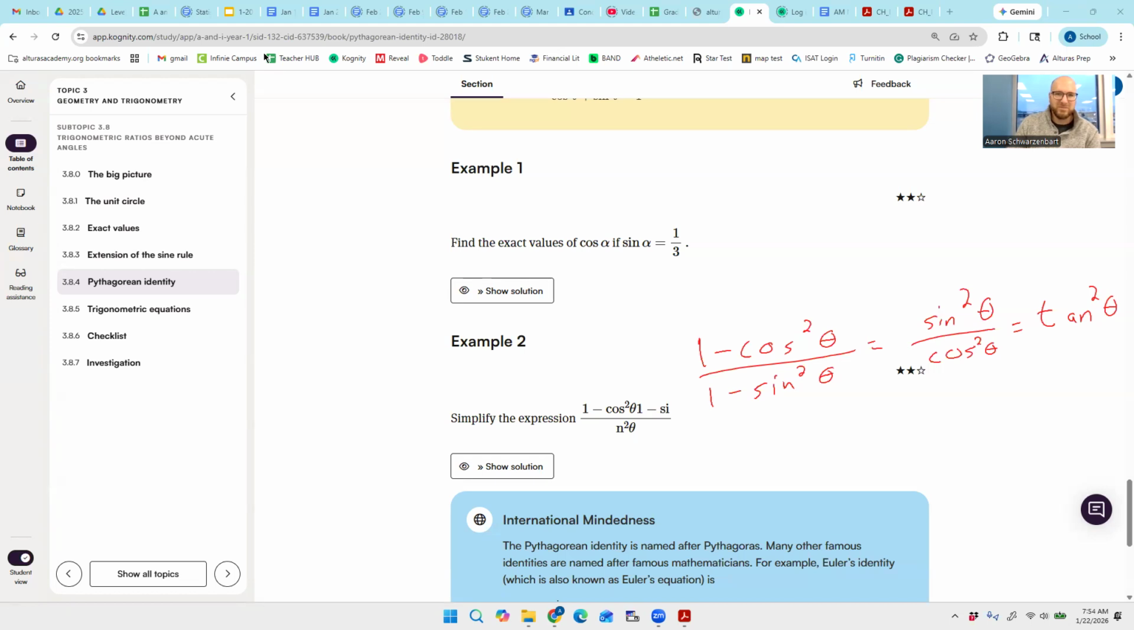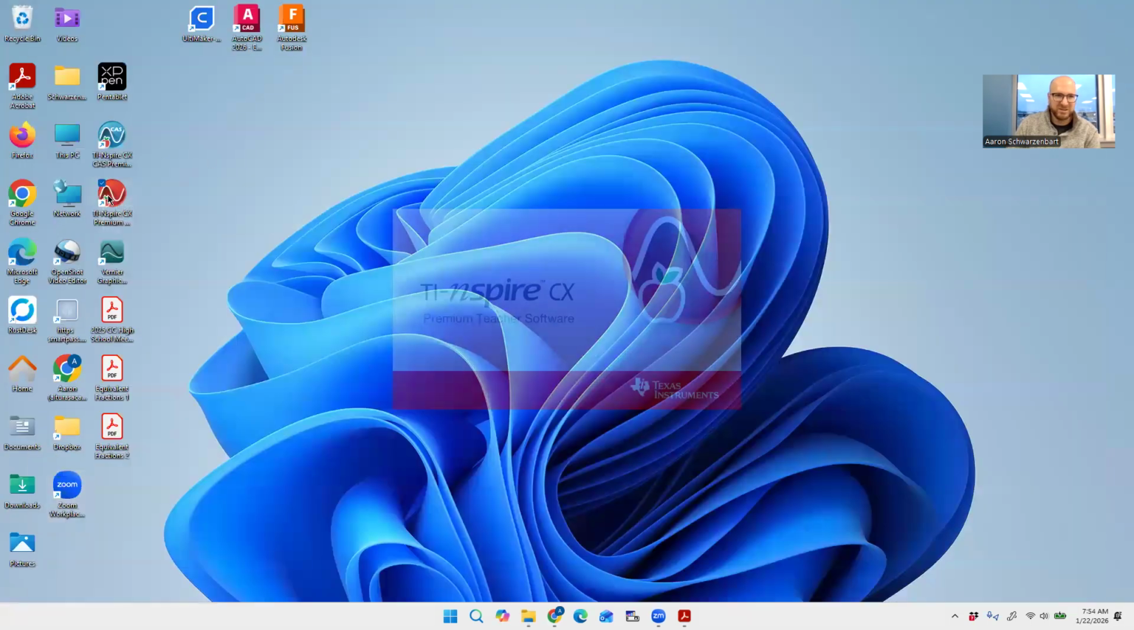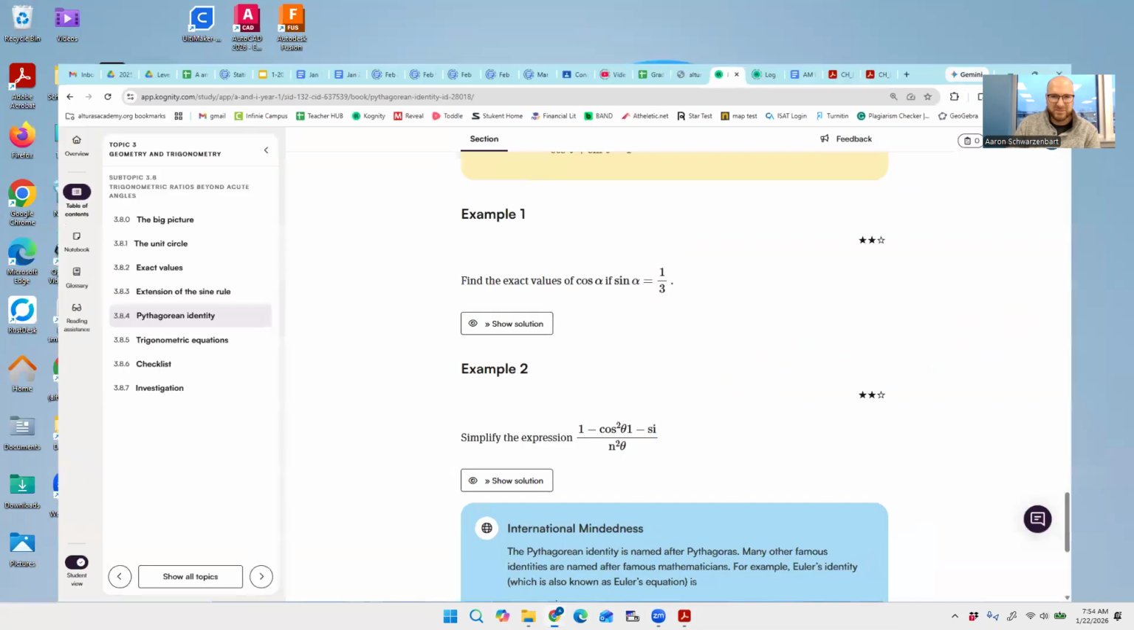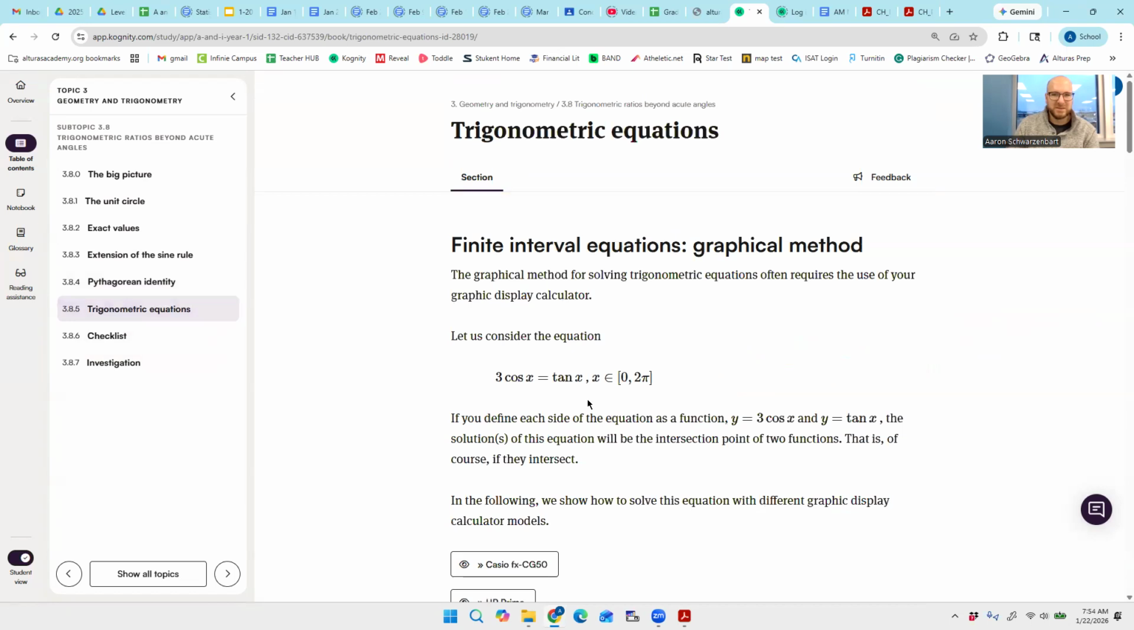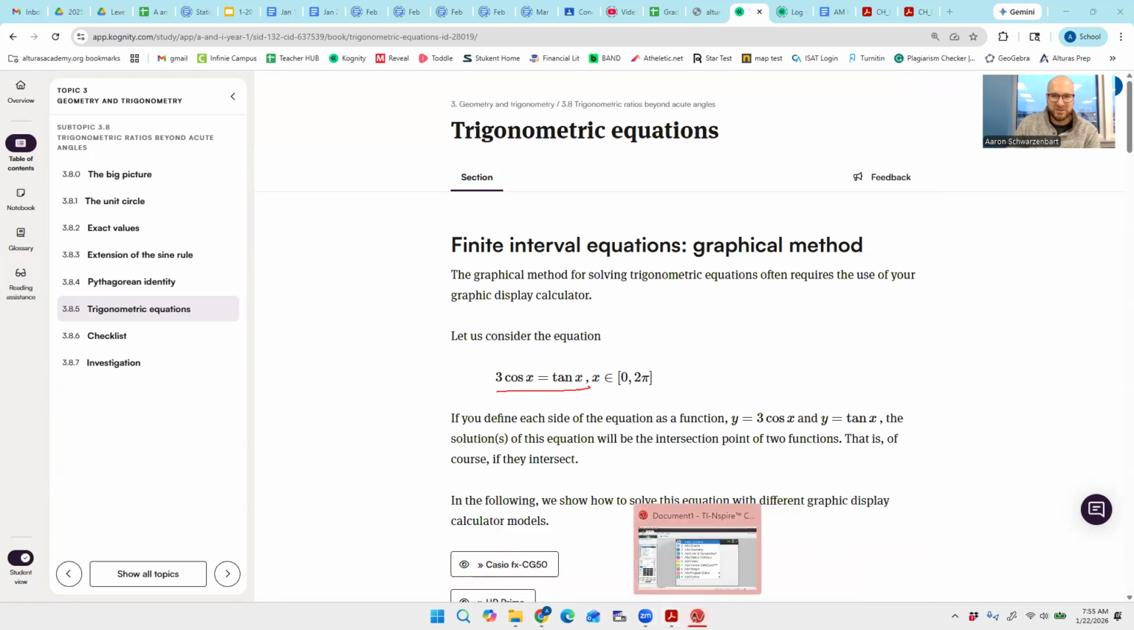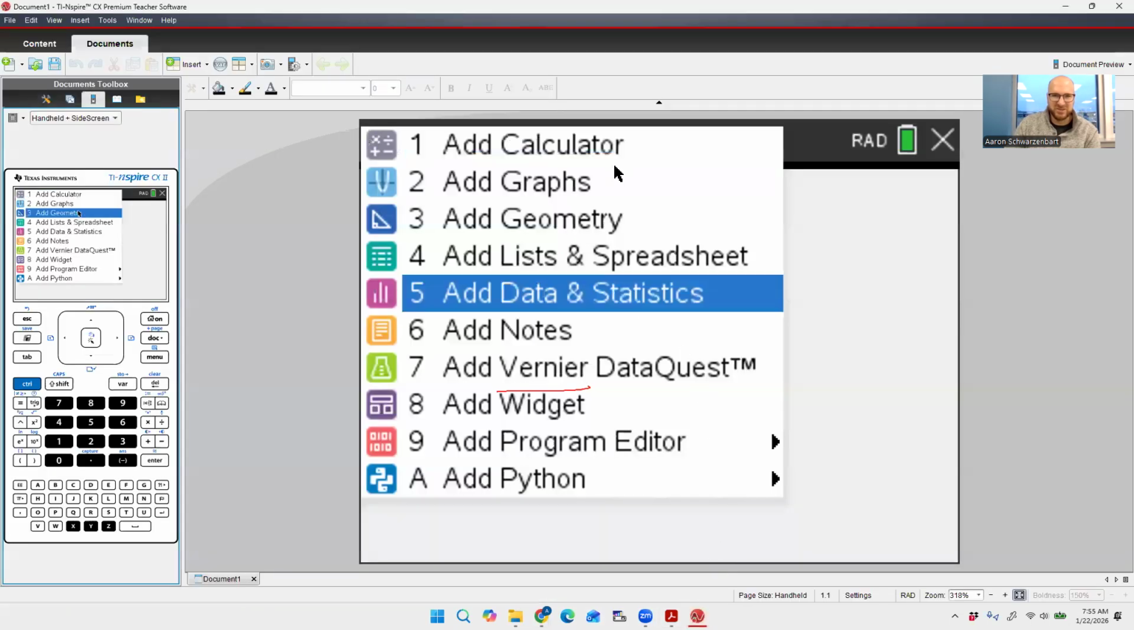Now we're going to show you solving a trig equation. You will only solve trig equations with your graphing calculator in this class. That makes your life easier. So we have this trig equation: 3 cosine x equals tangent x for x from 0 to 2 pi. So it wants all the solutions in that interval.